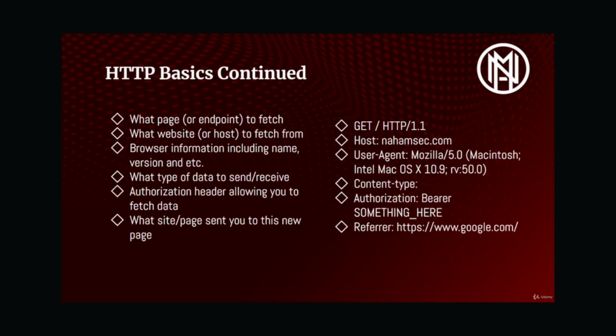And then the next one is what type of content you want to receive, which is a content type. As I mentioned, authorization. This is where you authorize yourself. So if you're already logged into this website, it's going to say, hey, I have an authorization code. Here it is. Let me be logged in. And the referrer is the website where you came from.